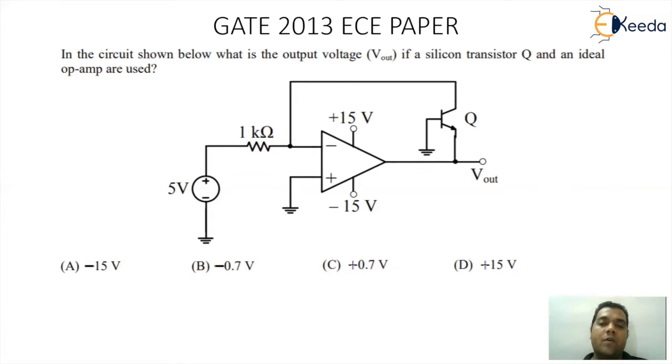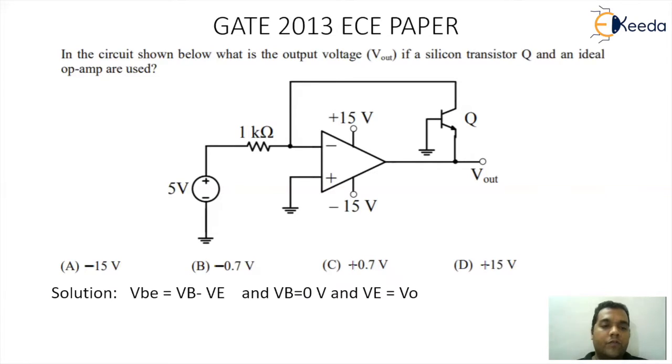So what is the value of Vout? Minus of VBE. So automatically the answer has to be minus 0.7 volt. VBE is VB minus VE, VB is 0 and VE is Vout. Hence the value of Vout will be minus 0.7 volt. So the correct answer for the question is option B, minus 0.7 volt.